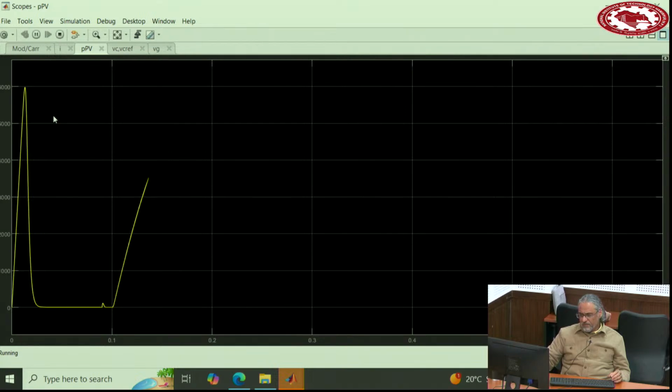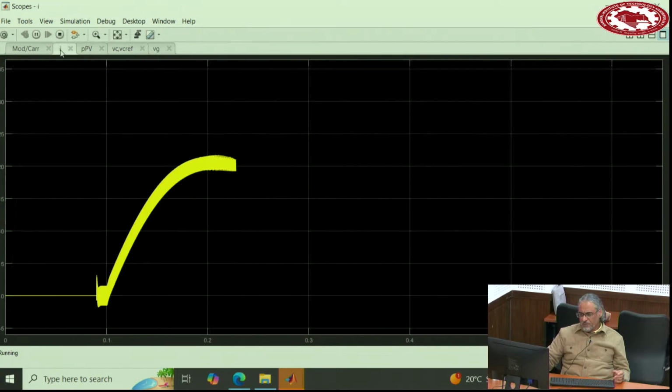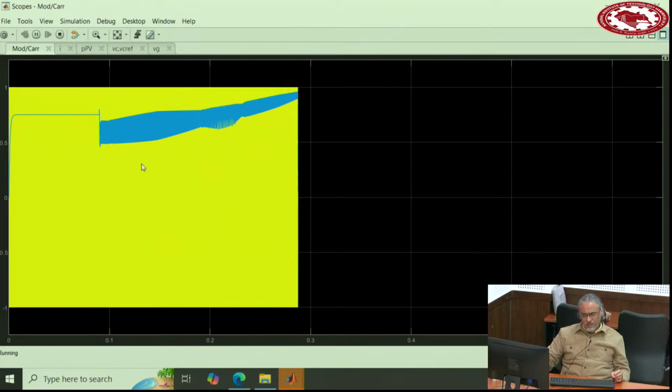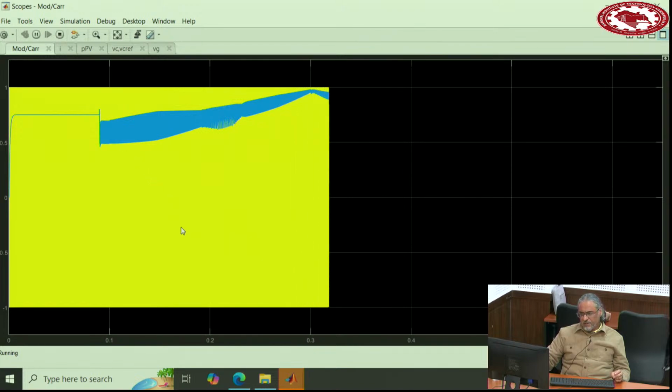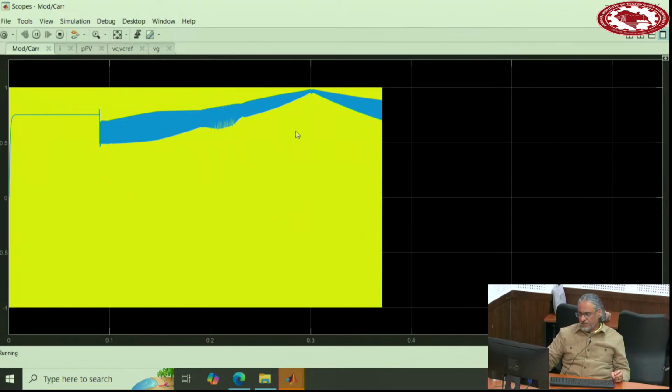So this is the power, and these are the voltage and reference of the voltage. And this is the current. You may watch the converter modulation index and also the carrier waveform to make sure that it's reasonable and not saturated.